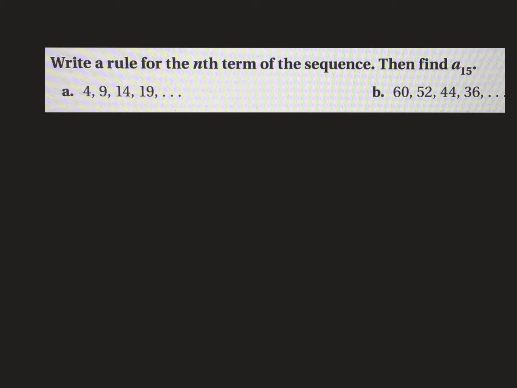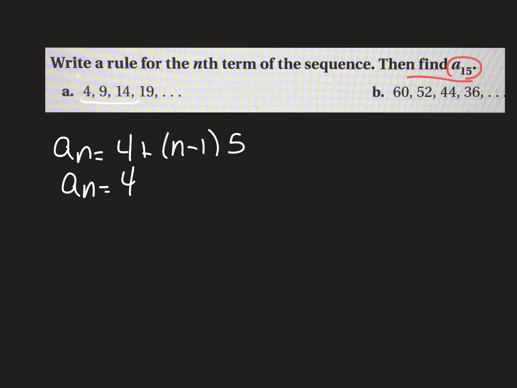This one says write a rule for the nth term of the sequence, then find the 15th term. When you see a sub 15, that means the 15th term. The first one is going 4, 9, 14. So I'm going to do a sub n equals the first term plus n minus 1 times d. And guys, d is 5 because it's increasing by 5. Distribute the 5, make it 5n minus 5. Add the 4 and negative 5 together, and I get 5n minus 1.